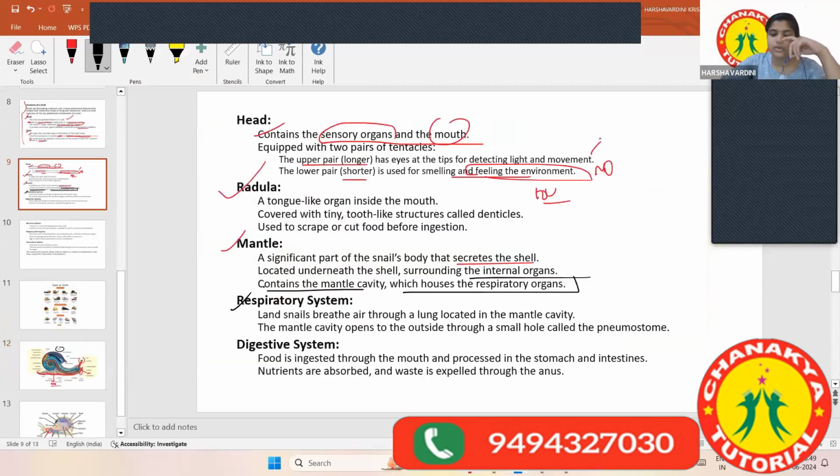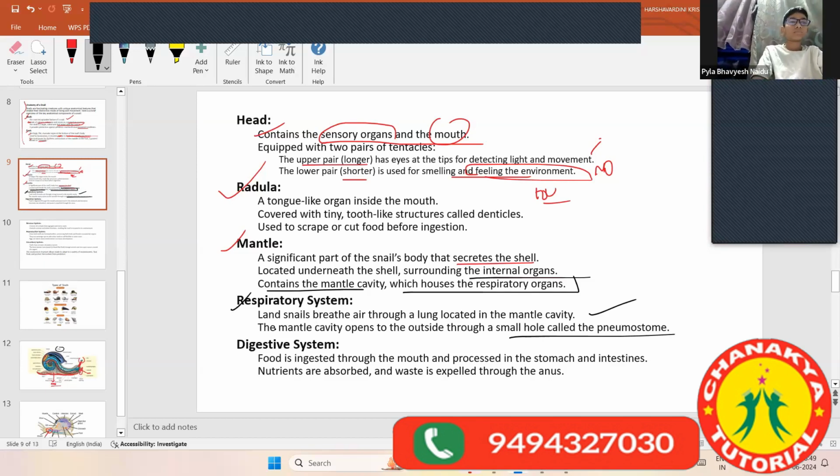Respiratory system. Land snails breathe air through a lung located in the mantle cavity. The mantle cavity opens to the outside through a small hole called the pneumostome. You don't have to mark the pneumostome. You can leave it. Just know that lungs are there for breathing. That's more than enough. The pneumostome is not there for your level.